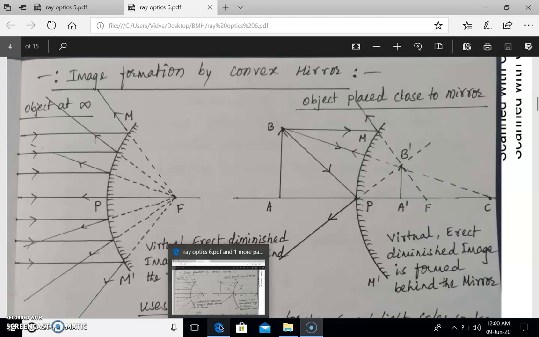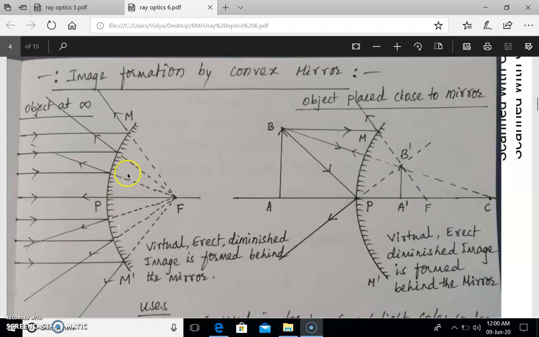Here M dash is the convex mirror. The concave surface is silvered and painted, and the convex surface is the reflecting surface. When the object is at infinity, the light coming from the object is a parallel beam of light. When this parallel beam of light, parallel to the principal axis, is made incident on the convex mirror, after reflection all reflected light rays appear to diverge from a point on the principal axis called the principal focus.